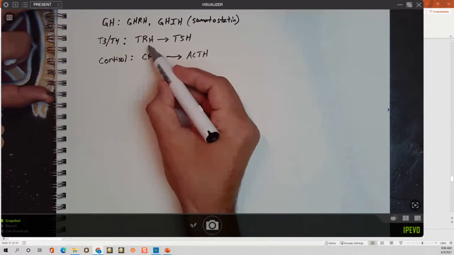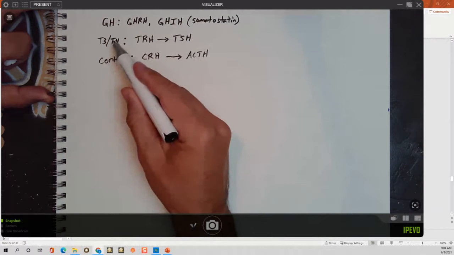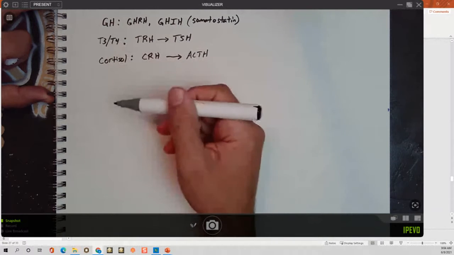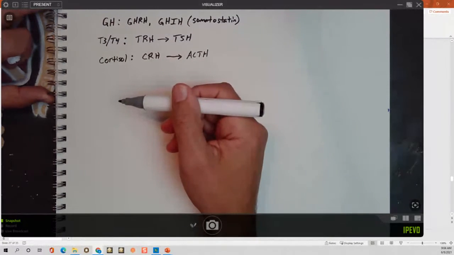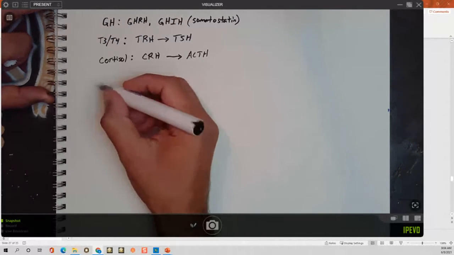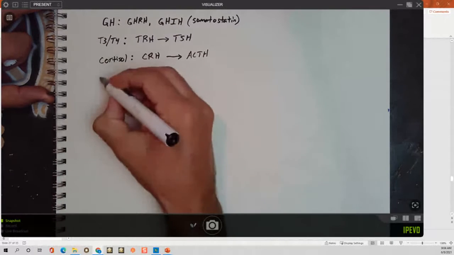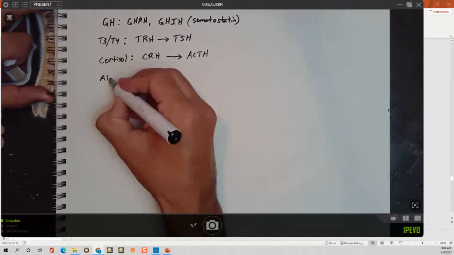TRH is right here. Ashley, good job. Yep. TRH, TSH, T3, T4. Good. Insulin, aldosterone. Thank you, Ruju. Yeah, glucagon. Gosh, these are all great ones. Let's go ahead and write these down. We haven't fully discussed insulin and glucagon yet. So let's go ahead and write aldosterone first.